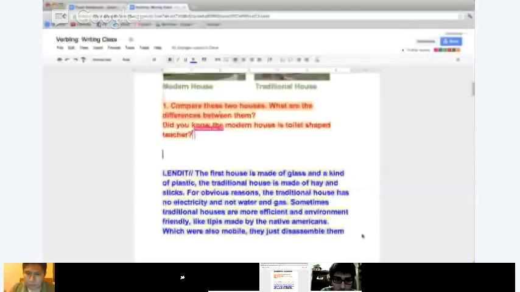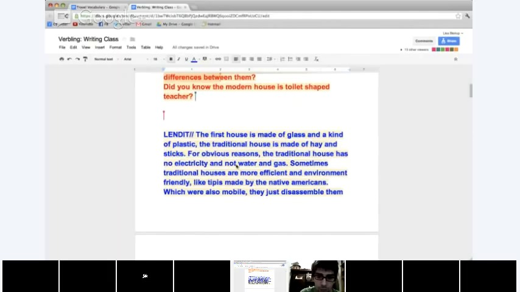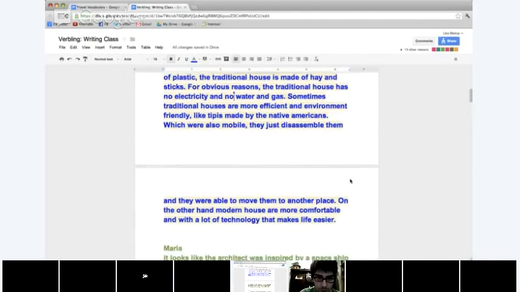The first house is made of glass and a kind of plastic. The traditional house is made of hay and sticks. For obvious reasons, the traditional house has no electricity and no water and gas. Sometimes traditional houses are more efficient and environment friendly, like tipis made by Native Americans, which were also mobile. They just disassembled them and they were able to move them to another place. On the other hand, modern houses are more comfortable and with a lot of technology that makes life easier.